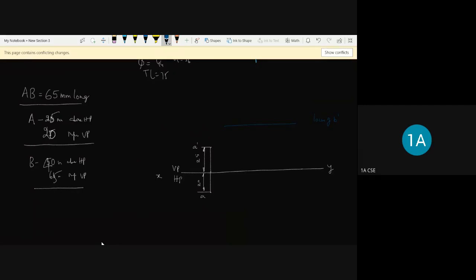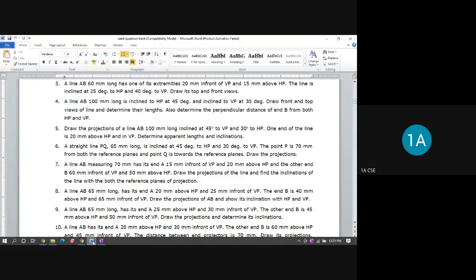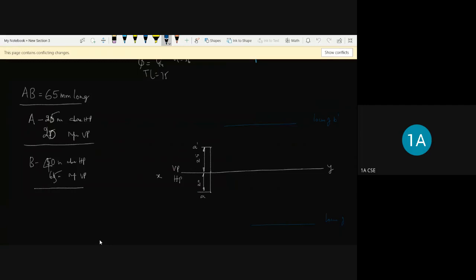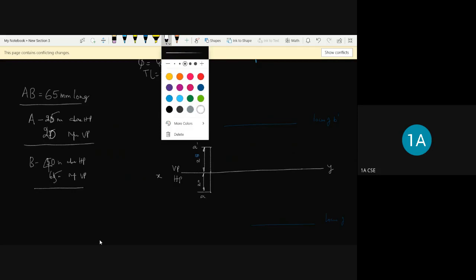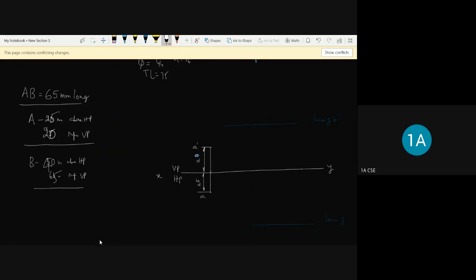Similarly, it is 65 in front of VP. Sir, in the question A is 20 above HP and 25 in front of VP? Yes, in the 8th question it is 20 above HP and 25. Okay, sorry, I reversed it. So this will be 20 and this will be 25. This 25 is a little bit bigger. So this is A.